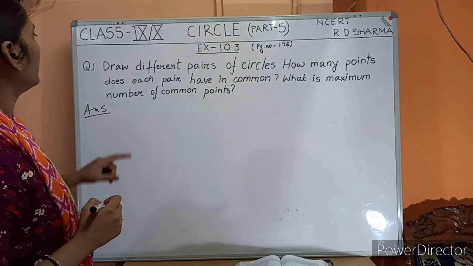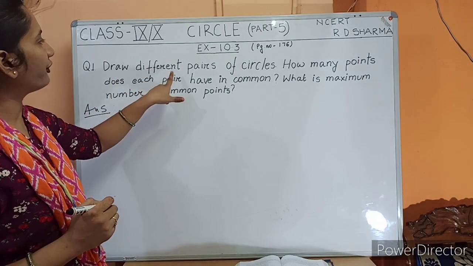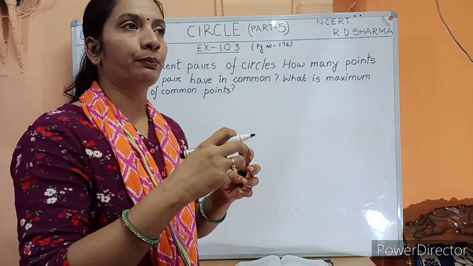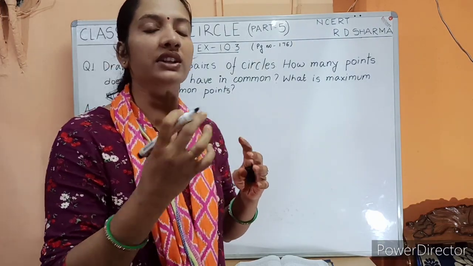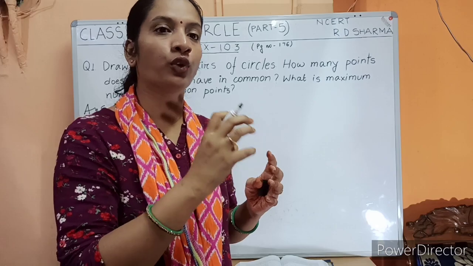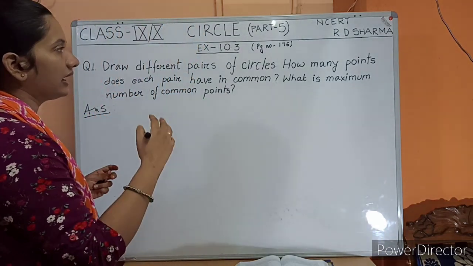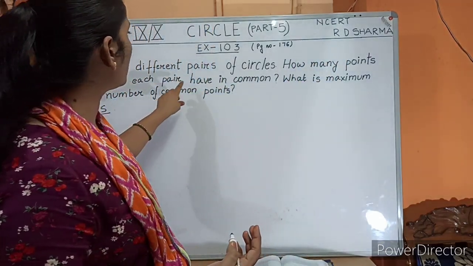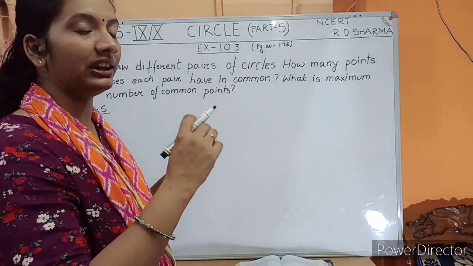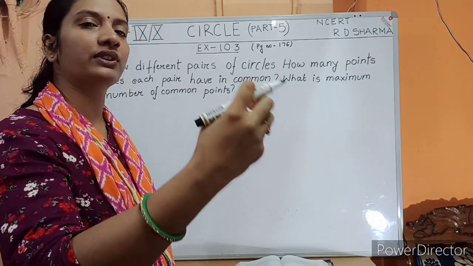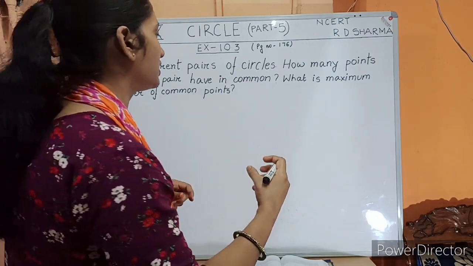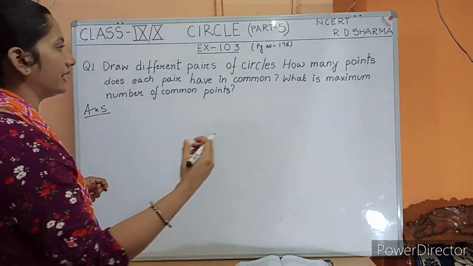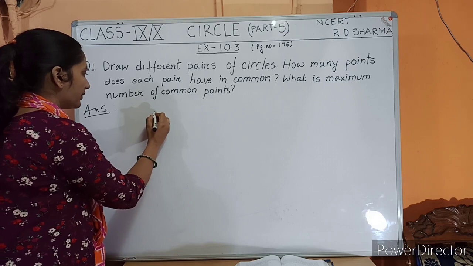See, what is written here? Draw different pairs of circles. It means that we need to draw a pair of circles. Okay, how many points does each pair have in common? We need to make the pairs of circles and then we need to count how many common points there would be. So let us see what is the first case.